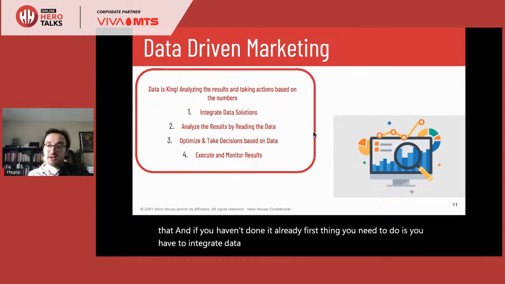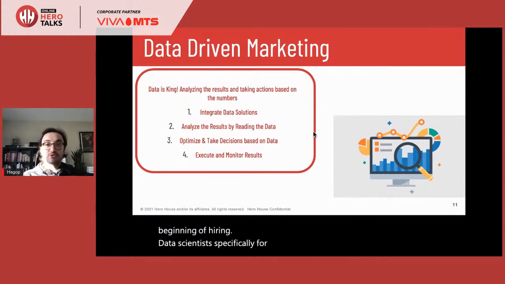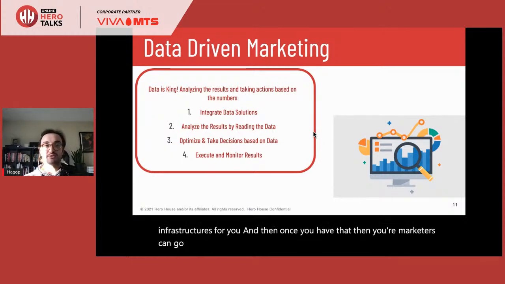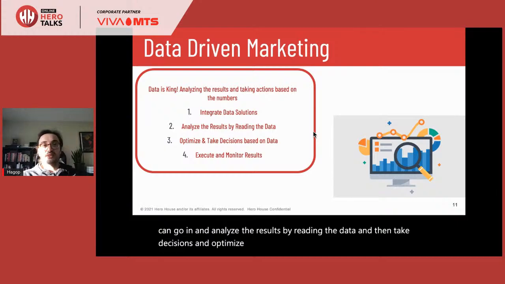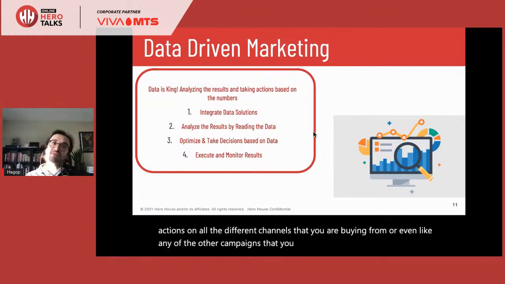That's why I recommended in the beginning hiring a data scientist specifically for the growth marketing team to help build infrastructure for you. And then once you have that, your marketers can go in and analyze the results by reading the data, then make decisions and optimize based on the data that they've read, and take actions on all the different channels that you are buying from, or even any of the other campaigns that you are using outside of the channel acquisition.